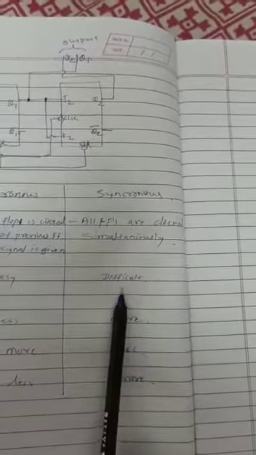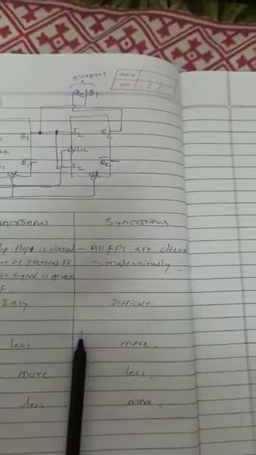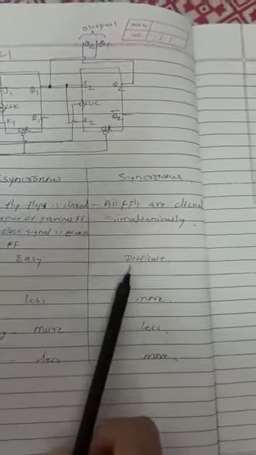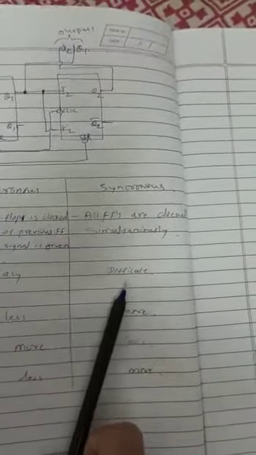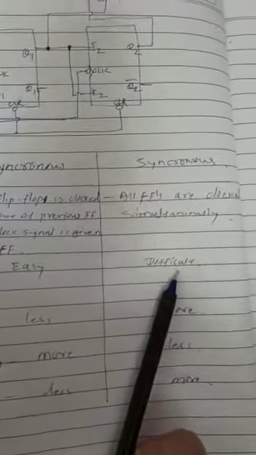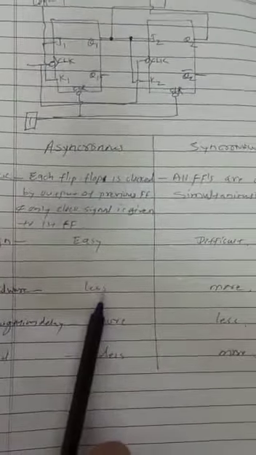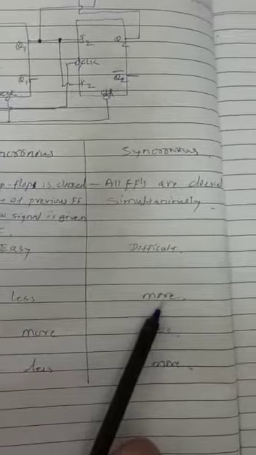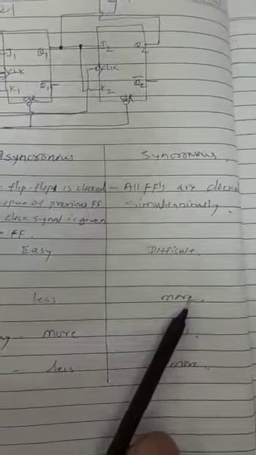Okay, here synchronous counter design is difficult because you have to find out the expression for the input, and then by finding out the expression for the input, you have to design the flip-flop. So that's why compared to the asynchronous counter, this is difficult. The next is that it requires less hardware. Okay, so here hardware means the number of gates: asynchronous requires less, while synchronous requires more number of gates, that is more hardware.